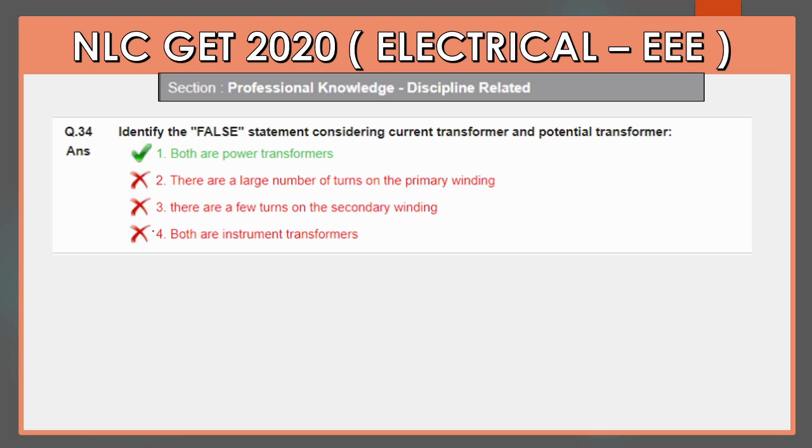Next question, it is saying, identify the false statement considering the current transformer and potential transformer. We know that these are not power transformers, these are instrument transformers. So the first option is false. So the first option is the answer.